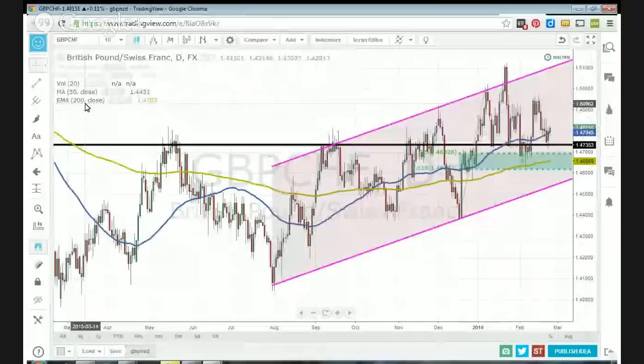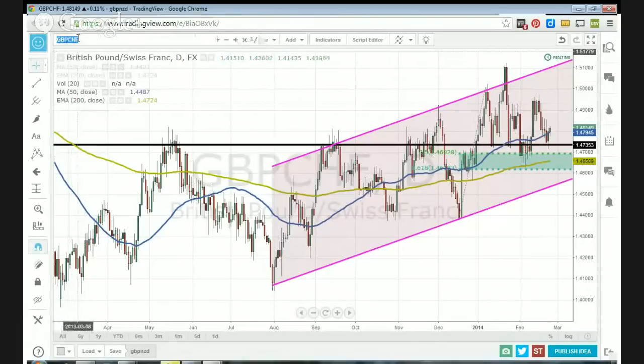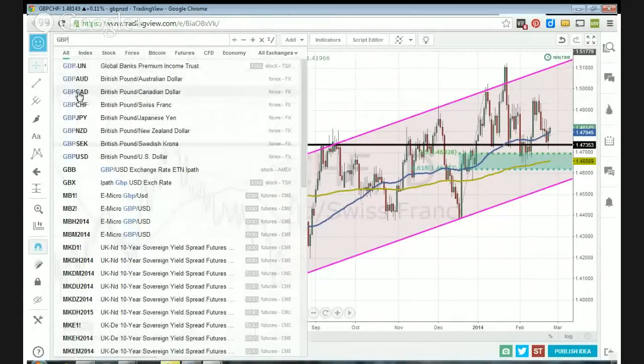Pound Swiss. Okay, that's in the range there. Nothing to do until it goes to an extreme. Pound yen.